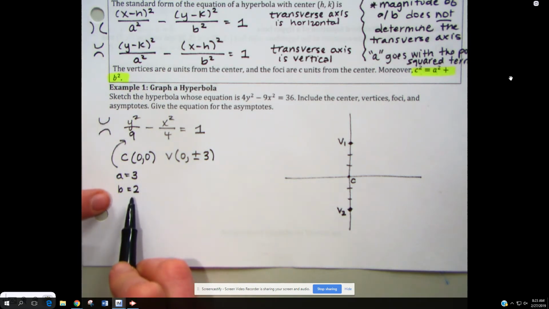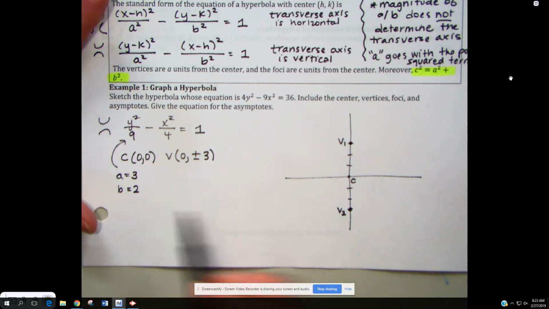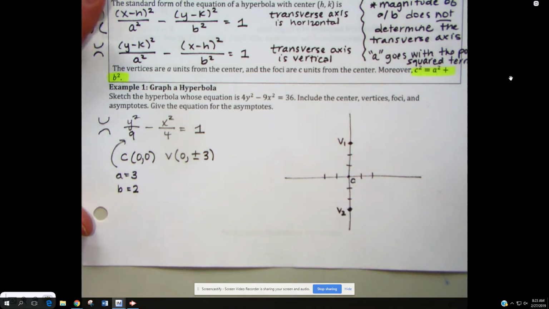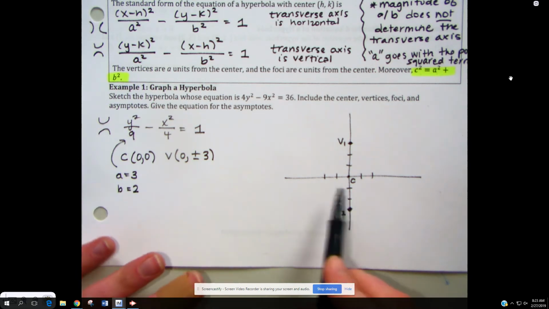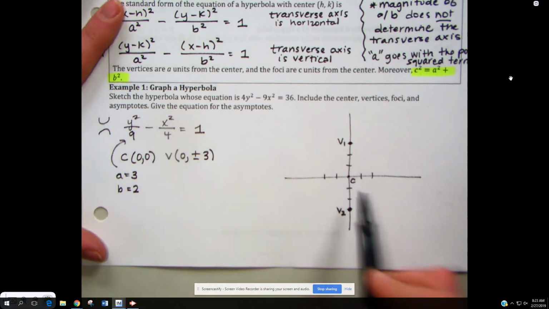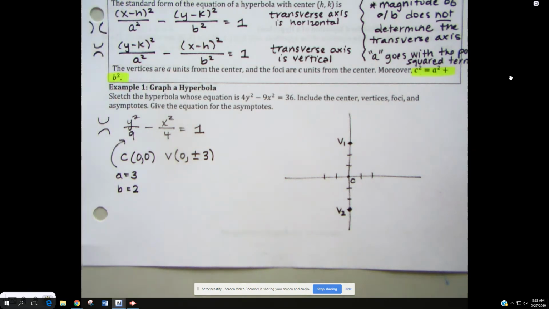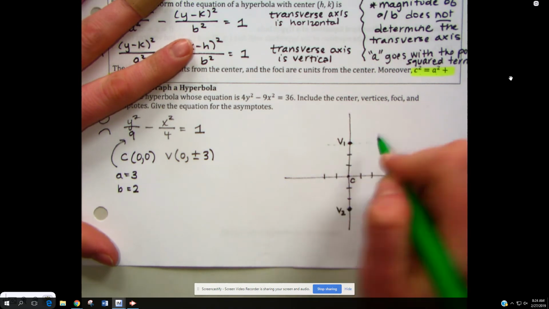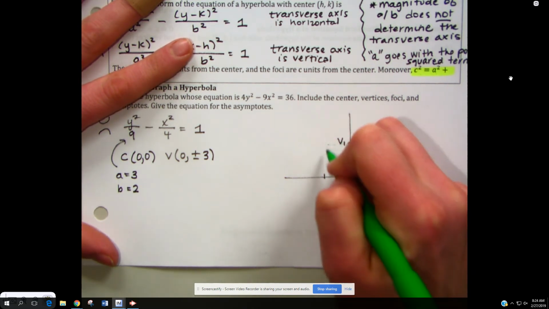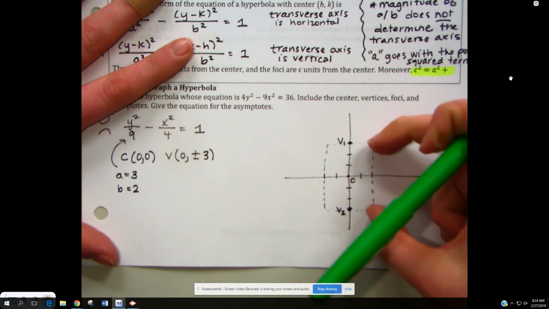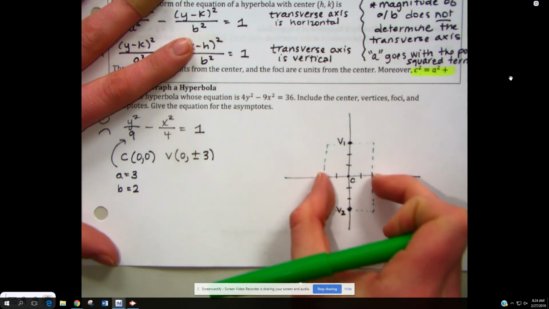The b value isn't going to show up on my graph of my hyperbola, but I'm going to use it to help me create sort of the distance and the opening here. So for the b value, notice b is associated with x, so I'm moving in the x direction, 2 units in either direction. And we create this little box. It's not really part of the graph, but we use it as our guideline. So I'm going to draw these parallels and create a rectangle that would be 2a high and 2b wide.